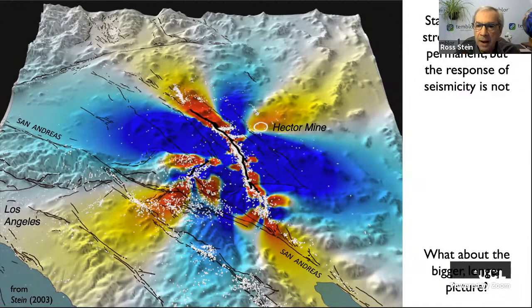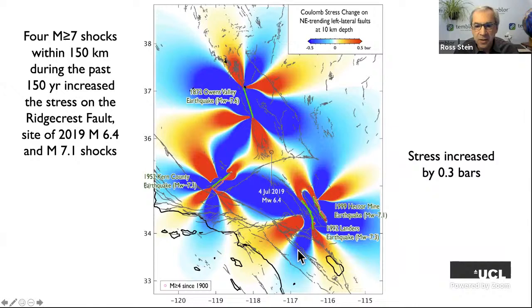And so, what about the bigger picture for a longer time period? If we pull back now in Southern California, we see something else interesting. Here's the Landers earthquake we just looked at, and I mentioned that it seems to have influenced the occurrence of a magnitude 7 seven years later. But we also have the Kern County magnitude 7.3 in 1952 and the Owens Valley earthquake, perhaps the second largest earthquake ever recorded historically in California.